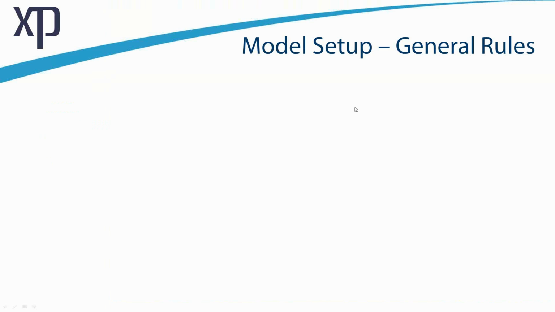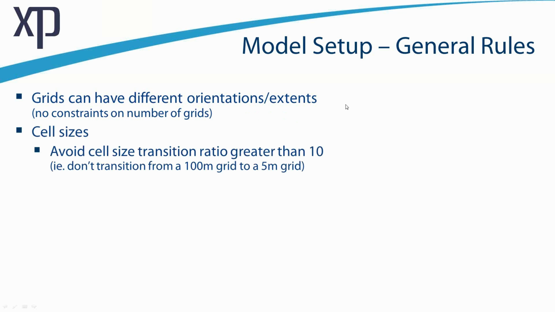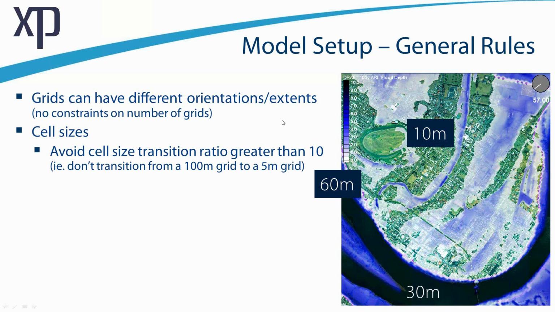So just to wrap up, we'll just have a look at some general rules in setting up these 2D models. Effectively, grids can have different orientations and extents. There's no constraint on the number of grids, there's no constraint on the orientations, and there's no constraint on the extents. However, it is important with regard to the cell sizes of those grids that you avoid having a transition ratio greater than 10.